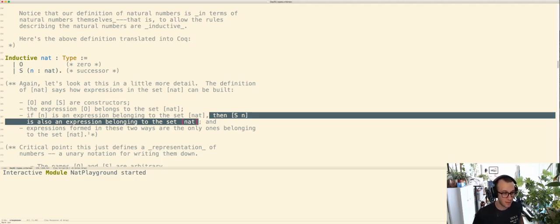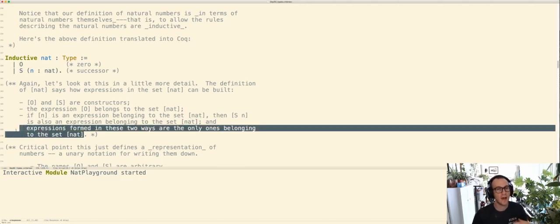And then lastly, this caveat says, hey, this is the only way. There's never going to be another way to build one of these. We can write functions that use O and S in interesting ways, but these are all of them.